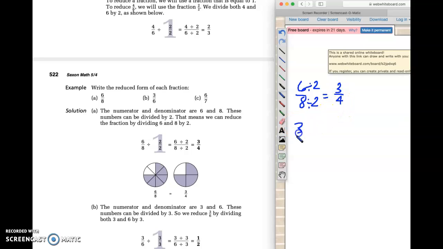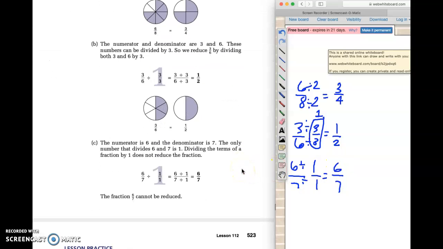If you have 3/6, both 3 and 6 can be divisible by 3. So 3/3, and you get 1/2. Again, 3/3 is equivalent to 1. And then finally, you have 6/7. Well, 6 and 7 do not have any common factors, and so we are going to keep it as 6/7. So even if I were to reduce it or divide by 1/1, I still get 6/7.